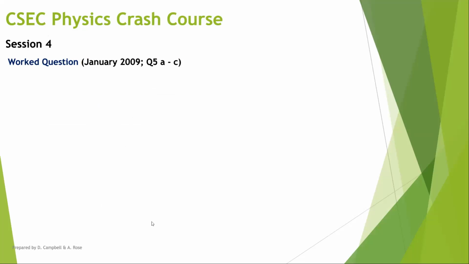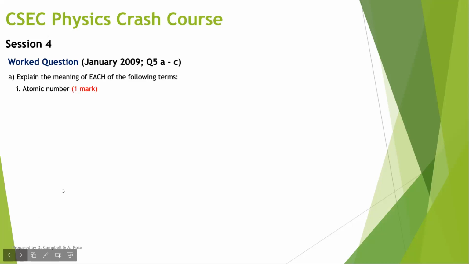All right, so this question is from the January 2009 paper, and it's question 5, and we'll be looking at parts A to C. So firstly, you're asked to explain the meaning of each of the following terms. First is the atomic number, and as was just explained earlier, the atomic number is also known as the proton number, and it tells the number of protons that is in the nucleus of an atom.